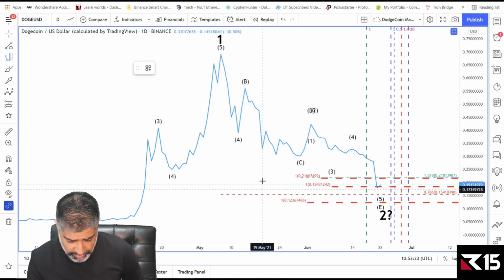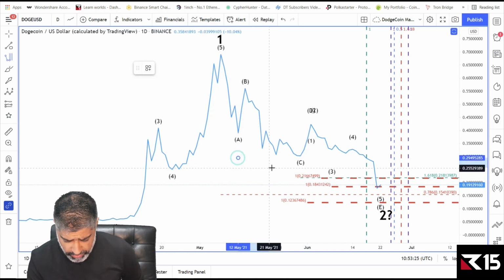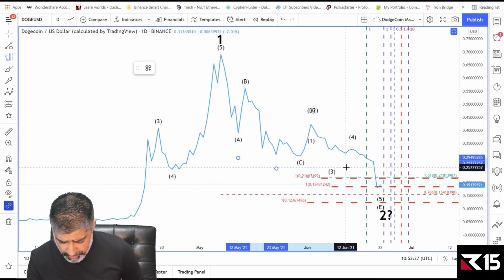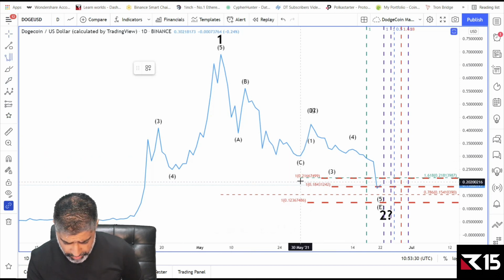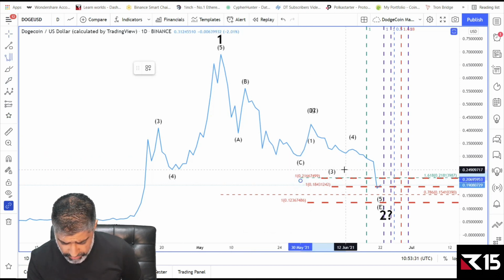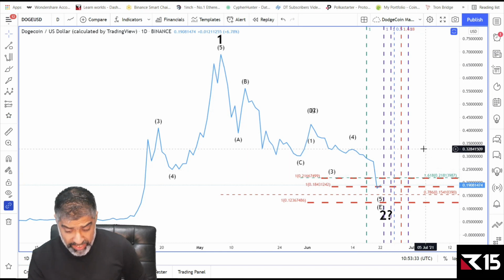Again, let's just keep it consistent here. So then we're going to measure this low to this low and project it forward from here. And then last but not least, we're going to measure this low to this low and project it forward from where it is. So now it just looks like a mess, right?